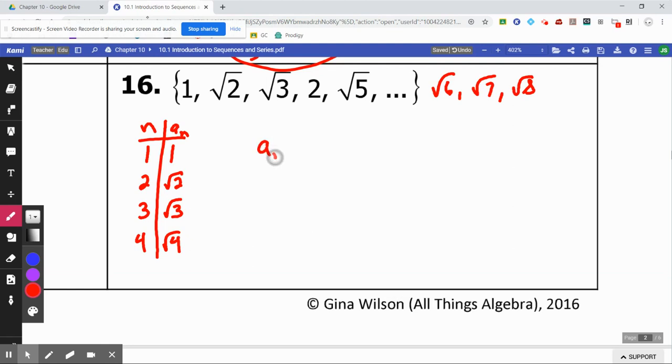So each term in the sequence is equal to the square root of n, where if n is 1, the first term is root 1, which is 1. We could clean that up. Second term, root 2, leave it. Root 3, leave it. Root 4 is 2, so that does check out then.